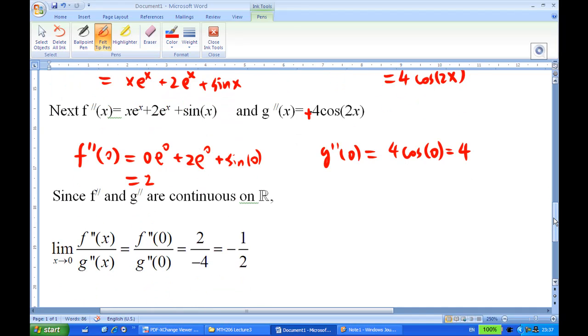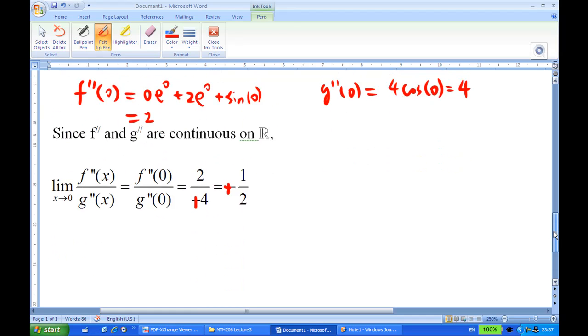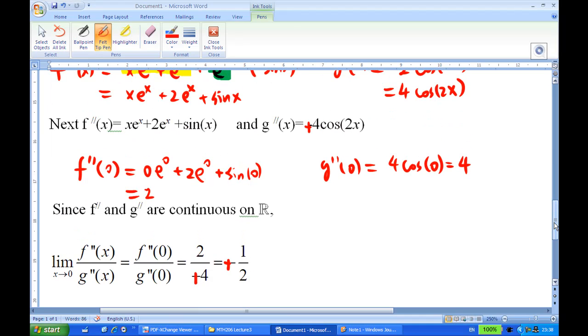As f double prime and g double prime are continuous, the limit is equal to f double prime 0 over g double prime 0 by the combination rule, and so the answer is half. This finishes the recording, because we can conclude that the original limit is equal to half after we apply the L'Hopital rule.